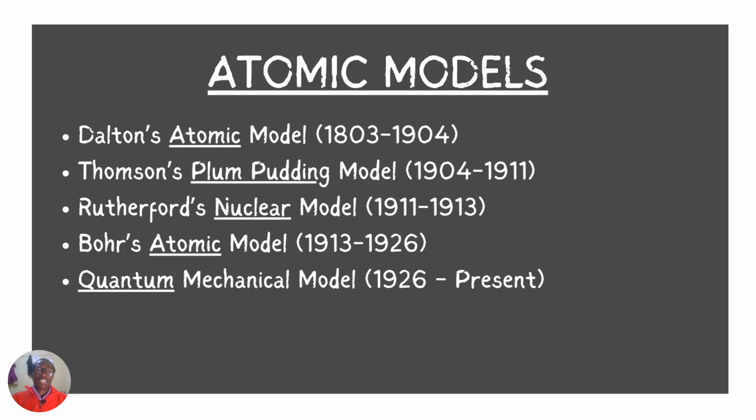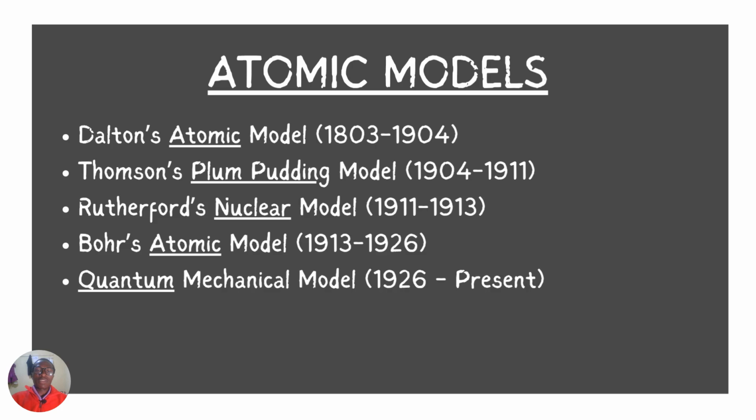So having said that, this is a list of all the atomic models that have been developed over time. First of all comes Dalton's atomic model, named after its developer. It was developed in 1903. Then it lasted for a whole century up to 1904. That's when Thomson's plum pudding model was put forward after the discovery of electrons. Then Rutherford's nuclear model came in 7 years later. As you can see, it's called the nuclear model. This is when the nucleus was discovered.